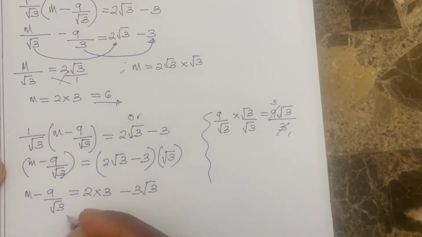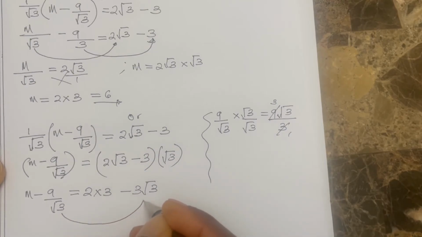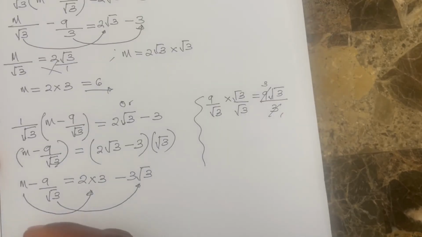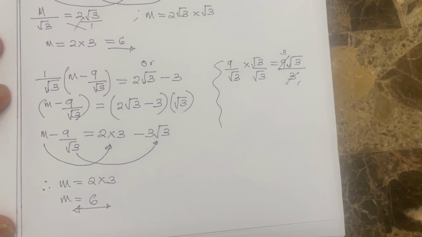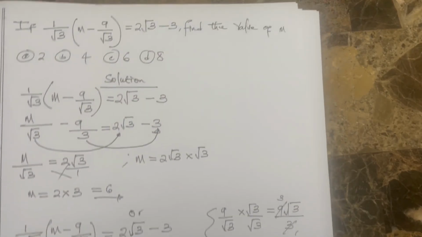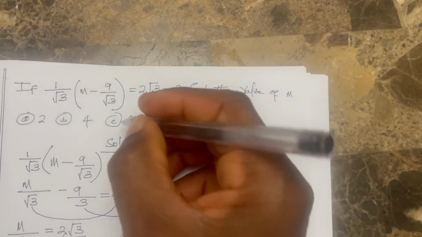So if I compare, this is still equal to this, and this is still the same thing as this. So I can easily say, therefore, my m is 2 multiplied by 3, and my m is equal to 6. So 2 multiplied by 3 is equal to 6. You can see that the answer is option C.